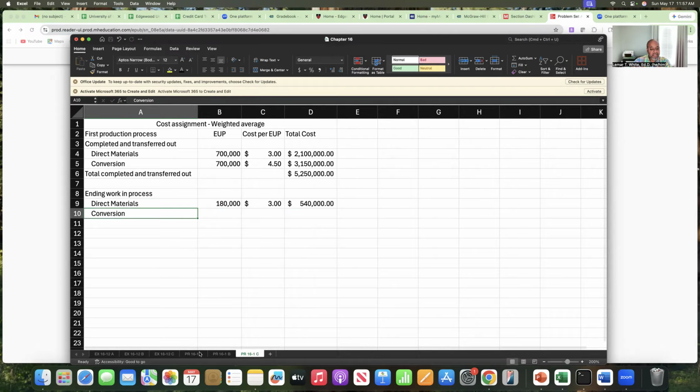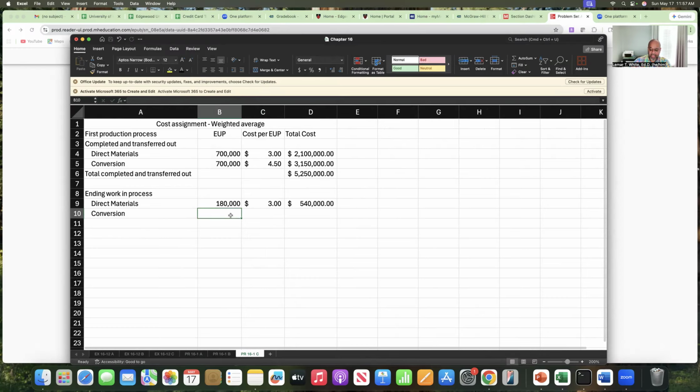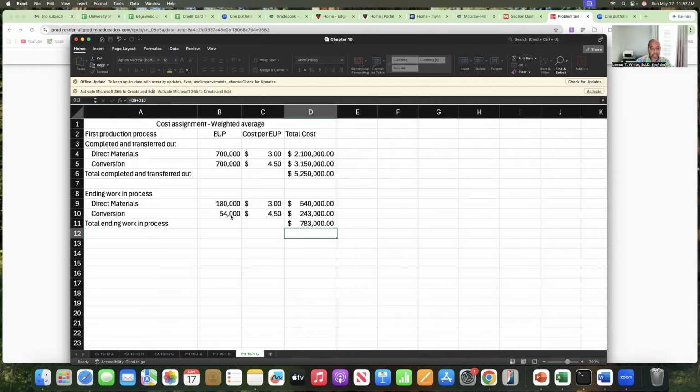My conversion now, so my equivalent units of production in work in process conversion, go back to part A, and I see it's 54,000. So I'm going to put 54,000 here. I know my cost is 4.50. I'm going to multiply those two numbers. And that gives me 243,000. So my total ending work in process, add these two numbers together, $783,000.